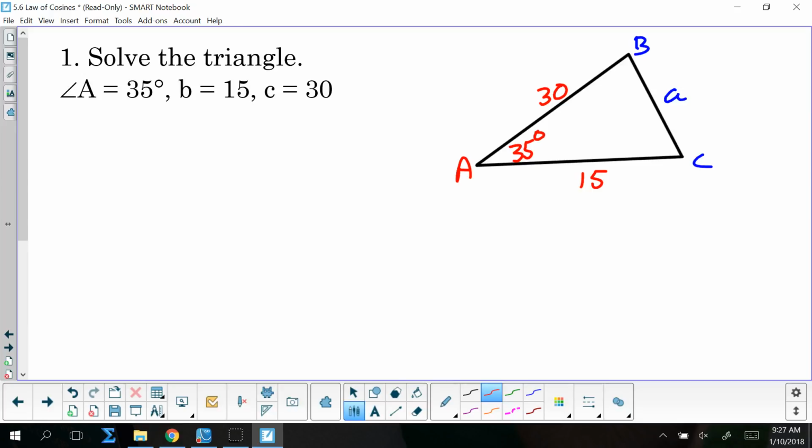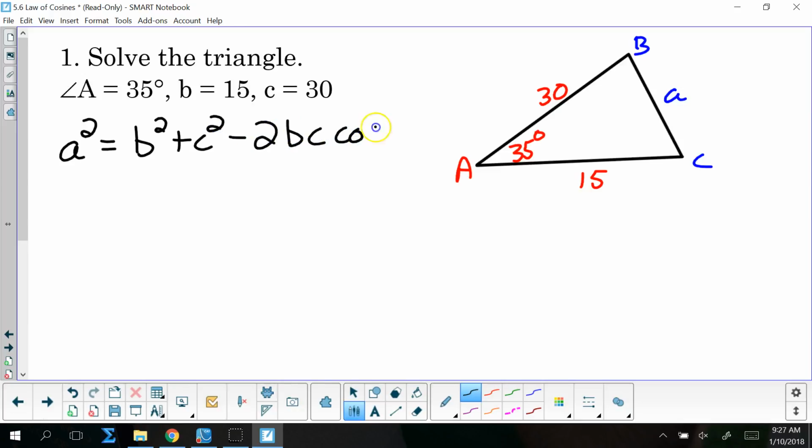And we need to find the biggest side, right? Well, what's the biggest side that I need to find? A. It's the only side that I need to find. So let's find side A. Okay? So if I'm going to find side A, I'm going to use the law of cosines. A squared is equal to B squared plus C squared minus 2BC cosine of A.